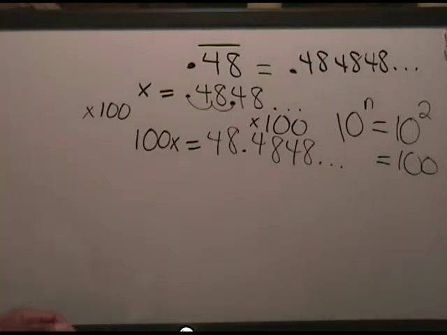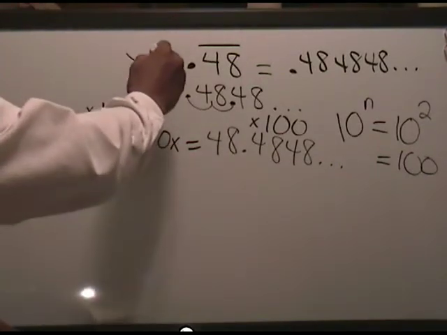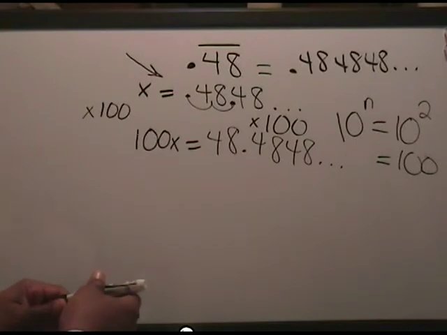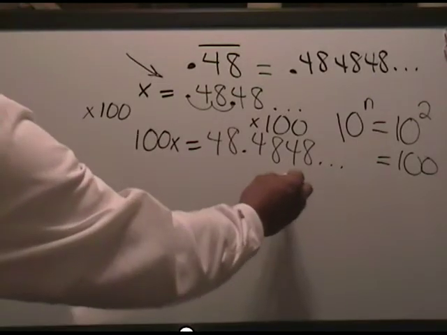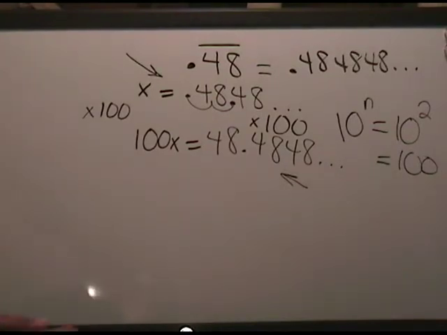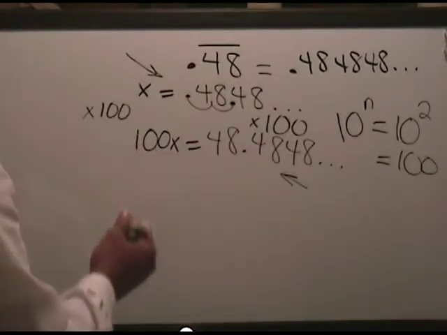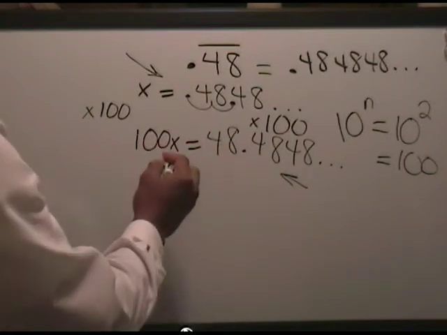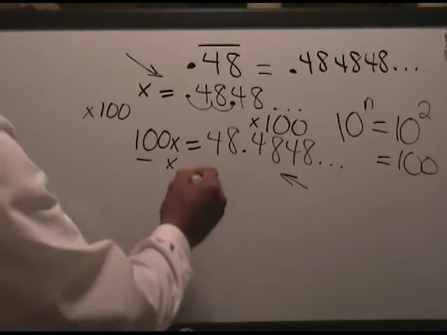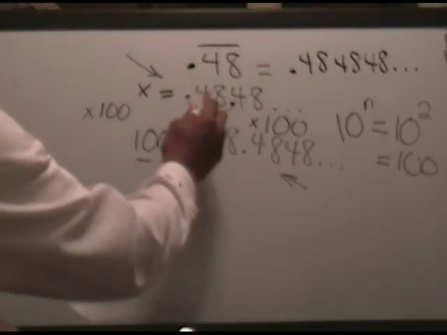So now we have x is equal to 0.4848, which is right there. And the other one we have is 100x is equal to 48.48 repeating. Now the next thing we do, we're going to subtract x from 100x, and the value x here is 0.4848 right there. So we're going to subtract x from 100x. So from this 100x, I'm going to say minus x. X is equal to 0.4848.